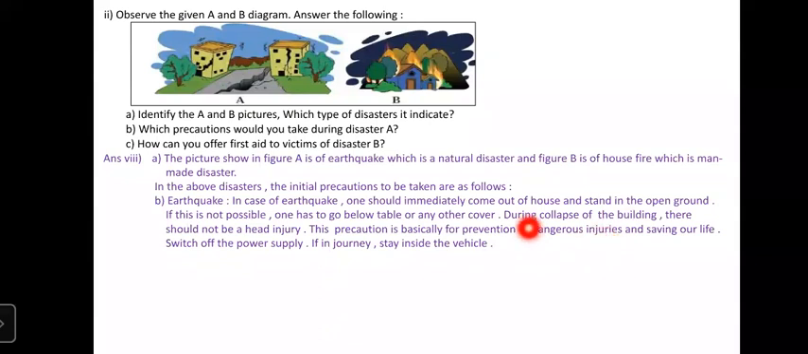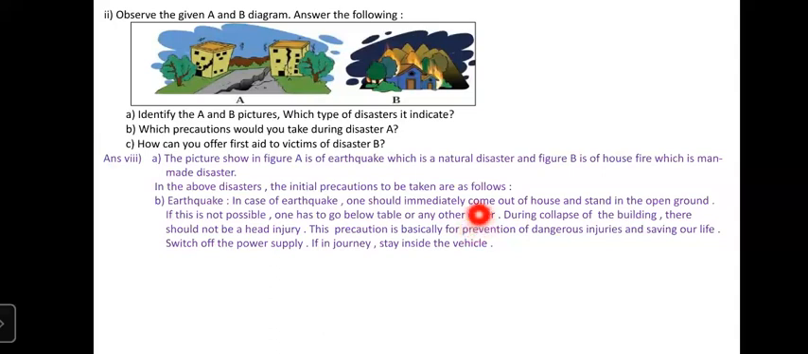Got it? So these are a few general precautions which you can take during an earthquake. Apart from this, after the earthquake you have to help each other, you have to help the needy people. Many people lose their residences and don't have any shelter, so accordingly you can help them by providing them shelter, help each other.